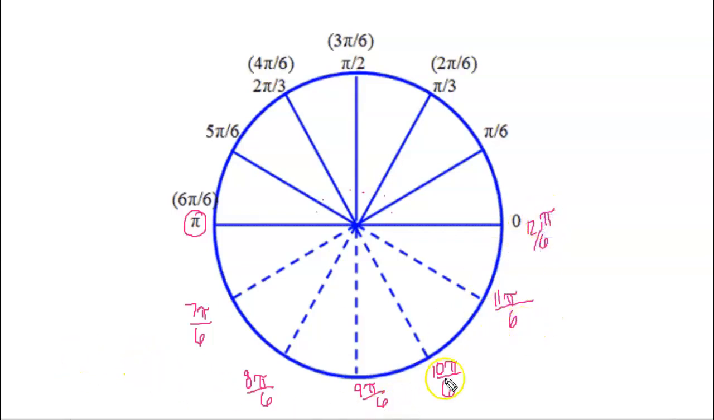Now, some of those fractions do need to be reduced. 8/6 actually reduces to 4/3, so you would want to make sure you reduce that fraction. 9/6 is going to reduce to 3/2. 10/6 is going to reduce to 5/3. 11/6 doesn't reduce. And 12/6 reduces to 2 pi, which we knew already. We know the whole circle is 2 pi radians. So we can figure out these radian measures to go along with the angle measures.